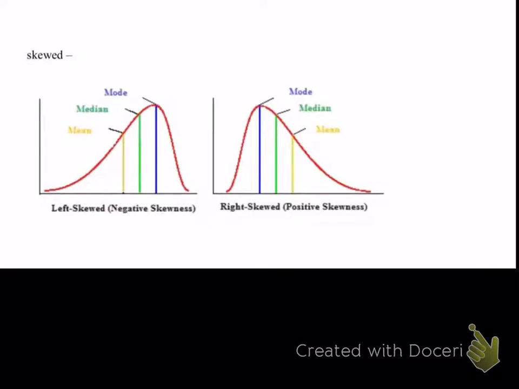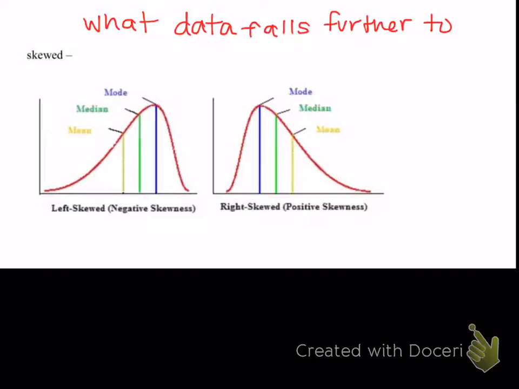What we're going to talk about next, and this is the next page, so I skipped a couple examples, so go ahead and flip to the next page, is when we have data that is skewed. Data that is skewed is when data falls further to one side than the other.